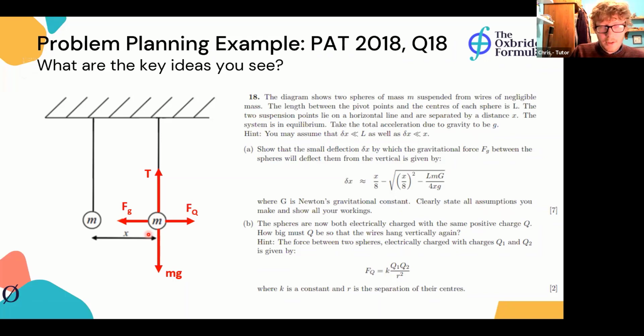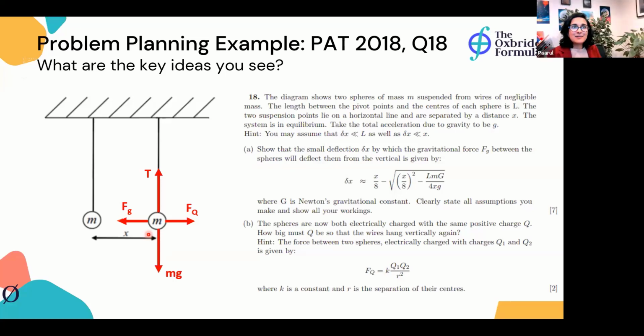So what we're being asked to do is to make those horizontal forces balance, and that should give us an equation that we can solve for Q. It's worth noting this last part is only 2 marks. So actually it's not the most difficult part of the question. It's just kind of an extension to make it long enough for the paper.